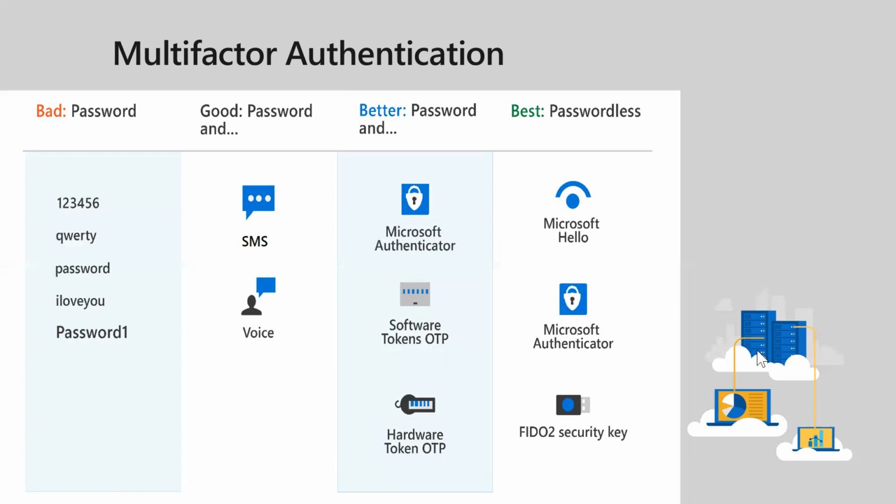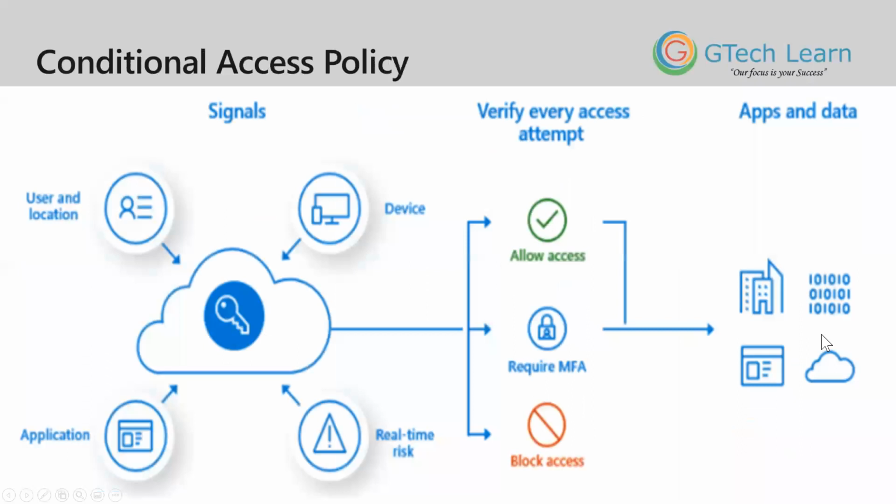Something you have means a trusted device or trusted server from which you usually log in, and something you are means you can use a fingerprint, a face scan, or your voice command. So this is multi-factor authentication. So this was all about multi-factor authentication.